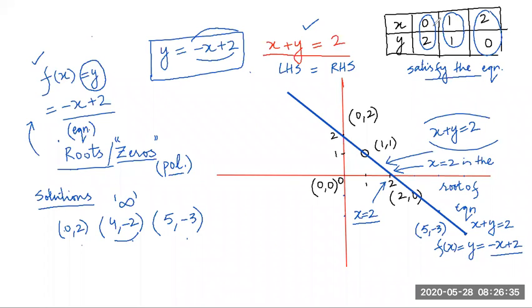Now, when I plot (0, 2), (1, 1), and (2, 0), this is 0, this is (0, 2), then this is (1, 1), and this is (2, 0). When I plot this, I get this straight line. I know from my previous experience that the degree of this equation is 1, so it will be a straight line. Now, this is the graph of x plus y is equal to 2. Am I right? Here, I can use this graphical representation to understand the difference between solution and roots.